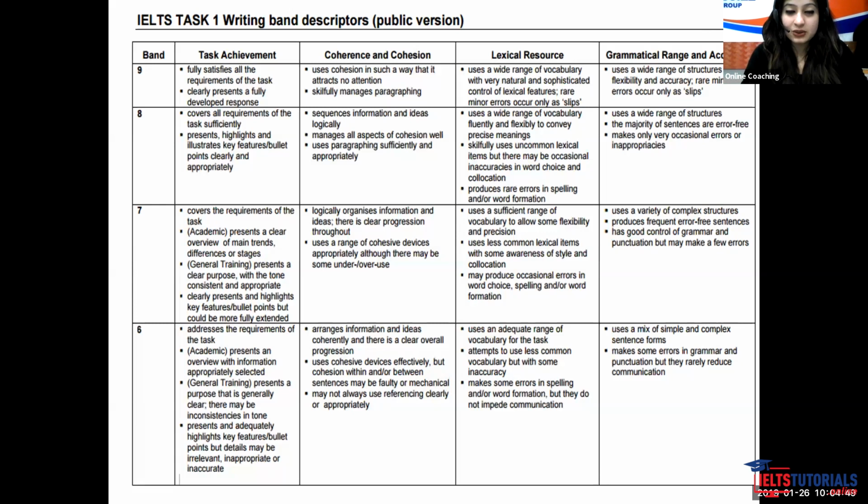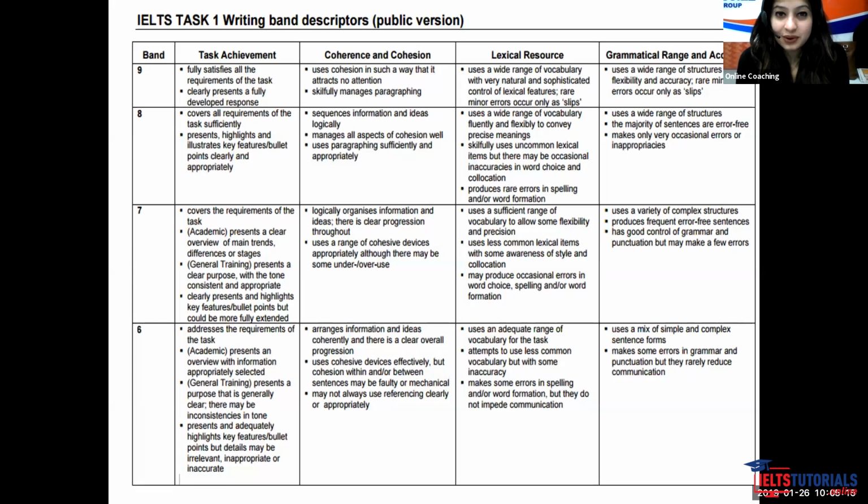Okay, now coming to lexical resource. Lexical resource, what does this term mean? This term simply means that when you have a wide range of vocabulary, when you have a lot of vocab to use, it is called a lexical resource. So basically in your task 1, there are a few lexical resources which are obvious, which I will give you at the end of the presentation. So you keep using them.